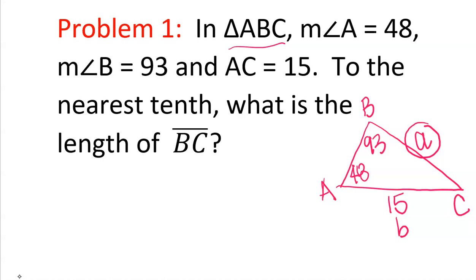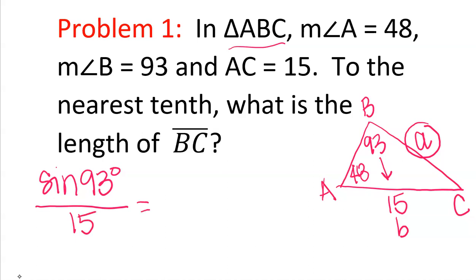So on this one, I'm going to take the sine of angle B, so the sine of 93, divided by the one that is opposite it, which is 15, equals the sine of 48, divided by the one that is opposite that one, which is A. Okay, so I don't want to put that third one in there because it has all the parts missing. I don't know the angle and I don't know the side, so I don't want to do that third one because we don't need it.